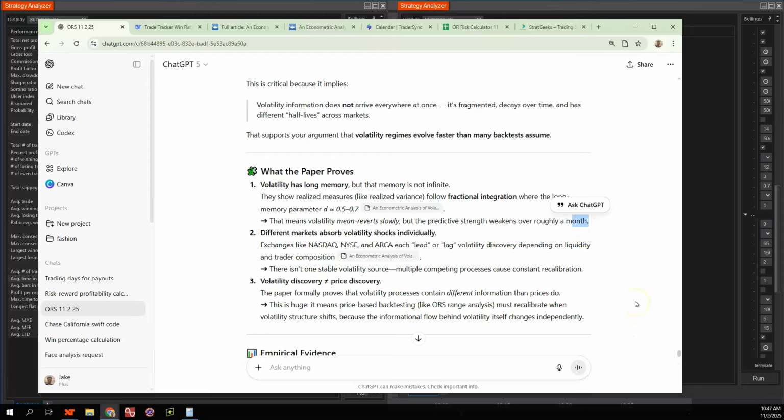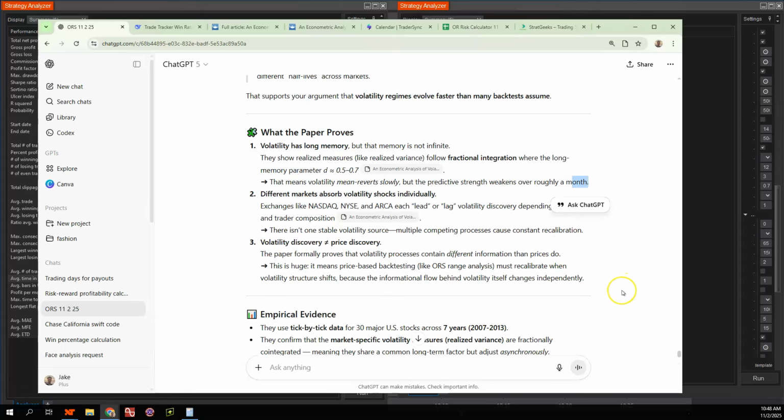Different markets absorb volatility shocks individually. Exchanges like NASDAQ and New York lead or lag volatility discovery depending on liquidity and trader composition. There isn't one stable volatility source. Multiple competing processes cause constant recalibration. Third, volatility discovery does not equal price discovery.